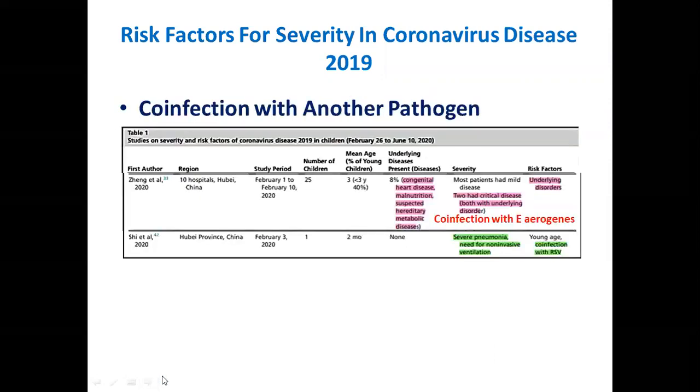Co-infection with another pathogen. There has been one report from China, the one I discussed before, regarding 1 patient with congenital heart disease, and this patient had a co-infection with Enterobacter aerogenes. Also in China, they reported a case of a 2-month-old infant who had co-infection with RSV.